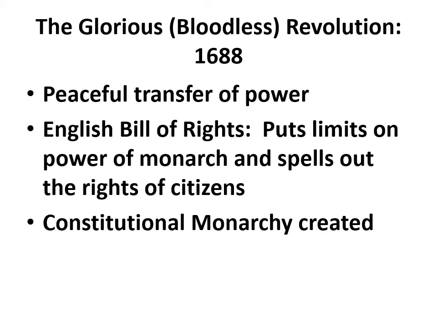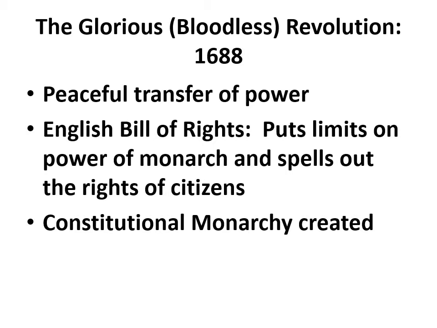So, they create a document called the English Bill of Rights. And this is a document which lays out the rights of the citizens and then puts limitations on the power of the monarch. William and Mary read it, they agree to it, they sign it. They agree to abide by it. And so their signatures on this document create a new form of government, a constitutional monarchy.